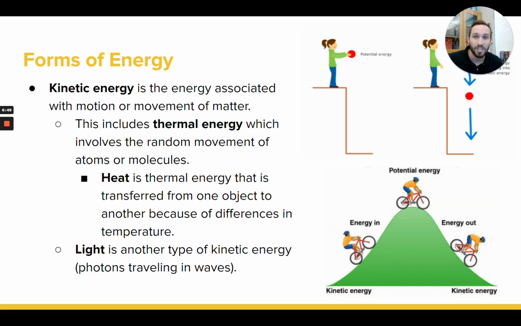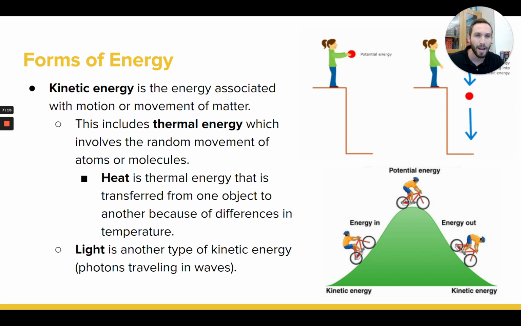Kinetic energy has to do with motion or movement. And so anything that has to do with movement is going to be kinetic energy. Some obvious examples of that would be literally an object moving, like this ball falling down, or someone riding their bike, or a car driving on the road, or a roller coaster going on the tracks. Those are all forms of kinetic energy.